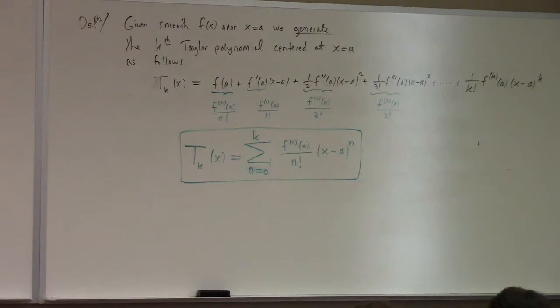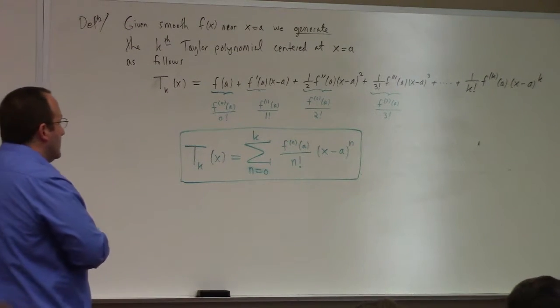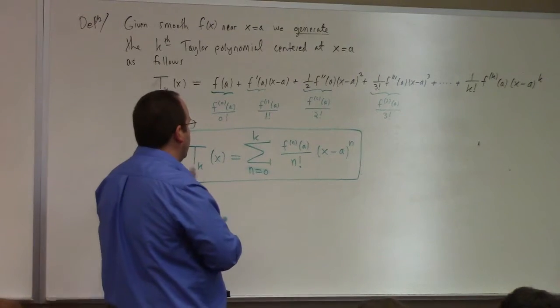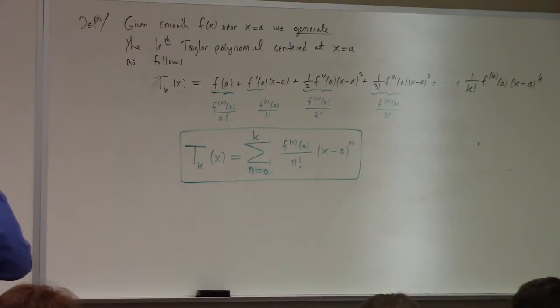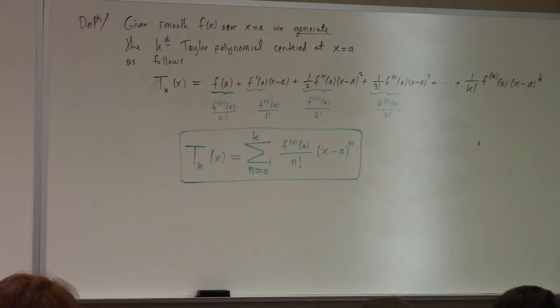Where did the 2 factorial go, what happened with that? 2 is 2 factorial, okay. So 0 factorial is 1, 1 factorial is 1, 2 factorial is 2 times 1, which is 2, 3 factorial is 6, 4 factorial is 24, 5 factorial is 120. We went over this yesterday. Any questions about this so far?